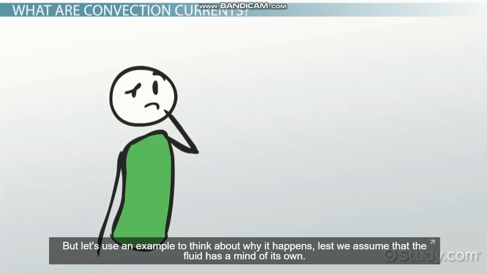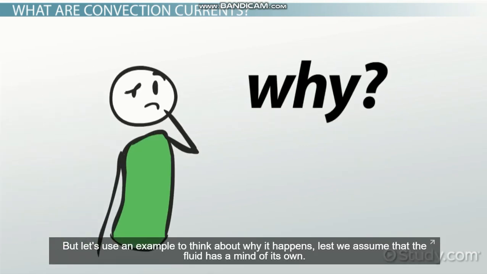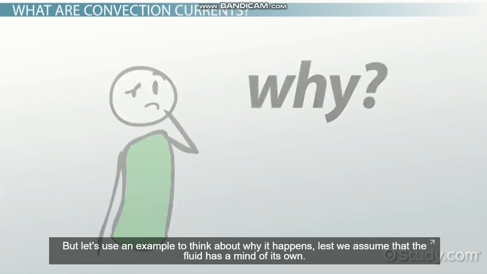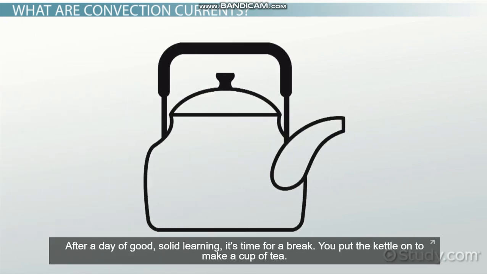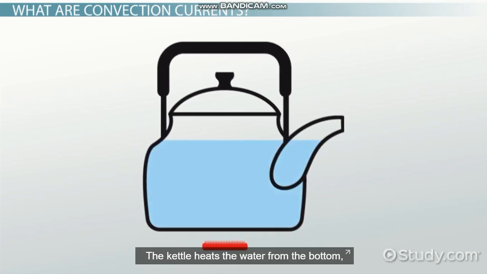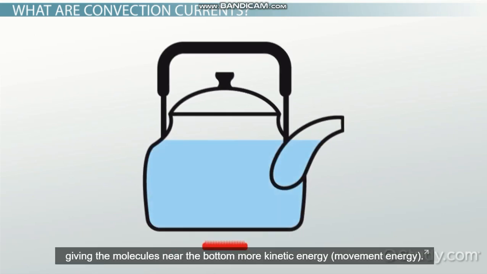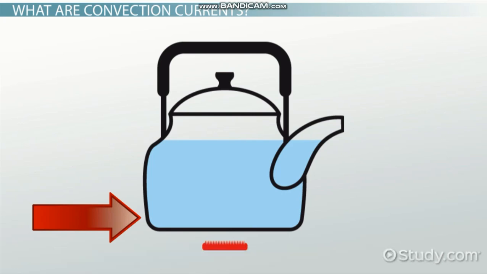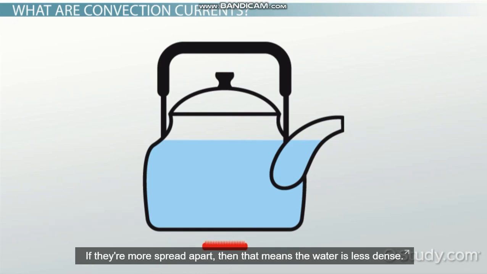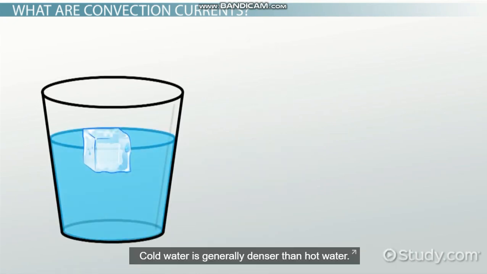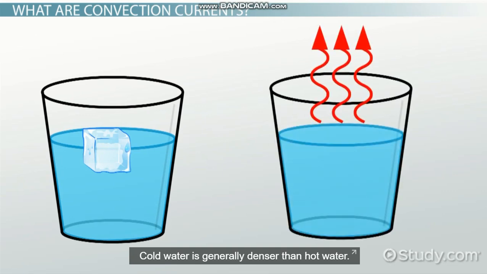But let's use an example to think about why it happens, lest we assume that the fluid has a mind of its own. After a day of good, solid learning, it's time for a break. You put the kettle on to make a cup of tea. The kettle heats the water from the bottom, giving the molecules near the bottom more kinetic energy, movement energy. This extra movement allows the molecules to spread apart a little. If they're more spread apart, then that means the water is less dense. Cold water is generally denser than hot water.